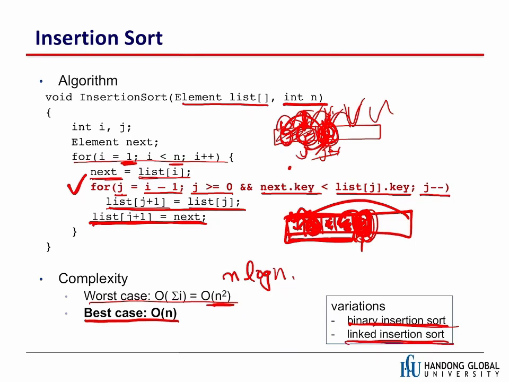But if we use a linked list, then we have to find out the perfect location, and then we can just insert a new element in that position. And we don't have to shift anything in the memory space. We just change some pointers. That's it. So this is better.